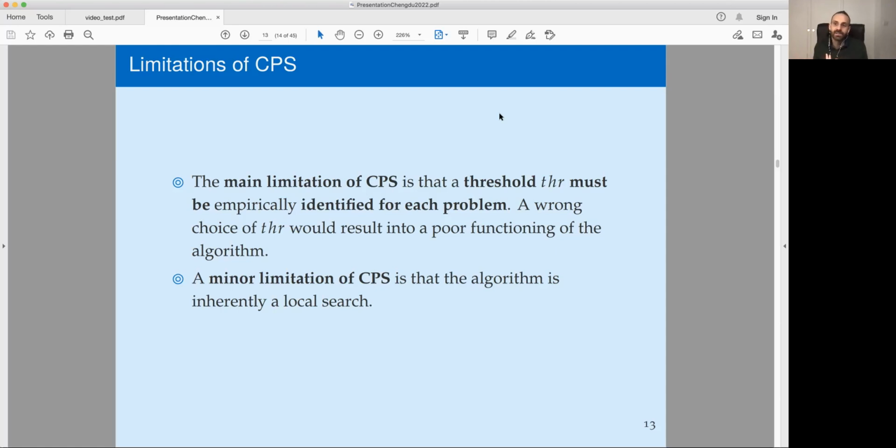And the second limitation is that this is typically a local search, which means that if the problem is non-convex and has got multiple minima, then what we have is that the algorithm might not work, or probably will not work.